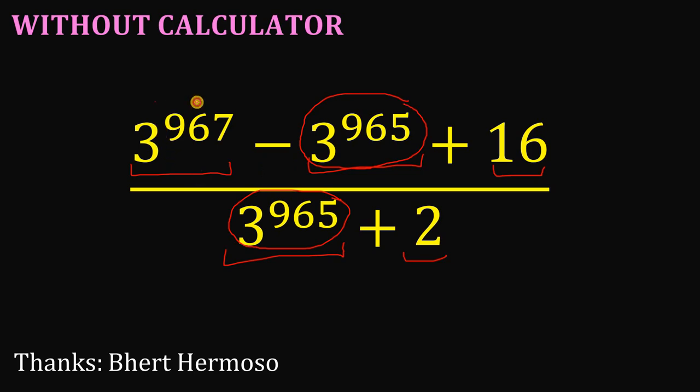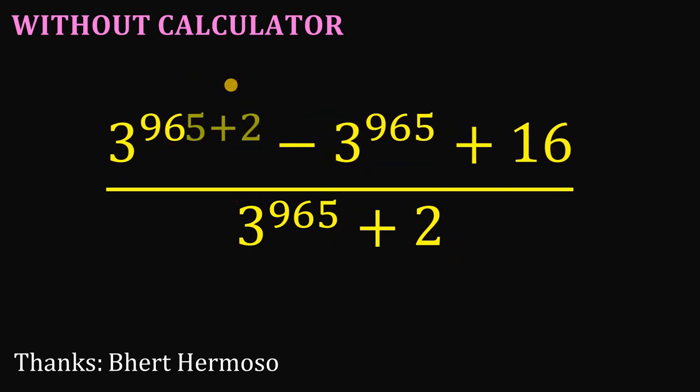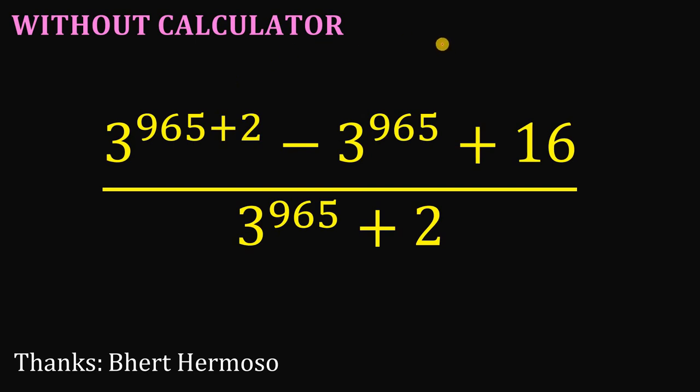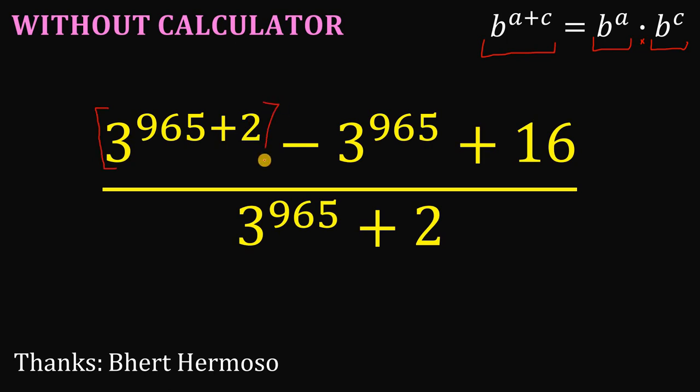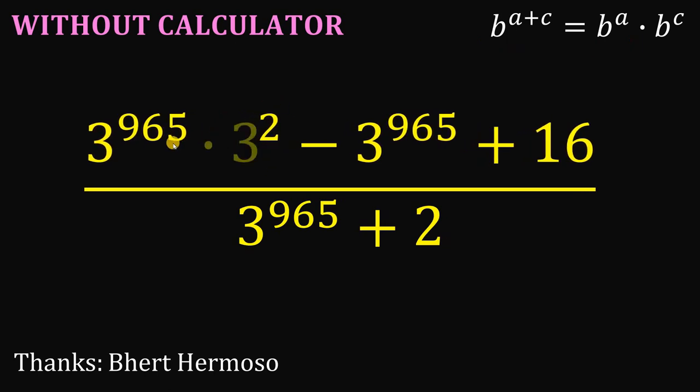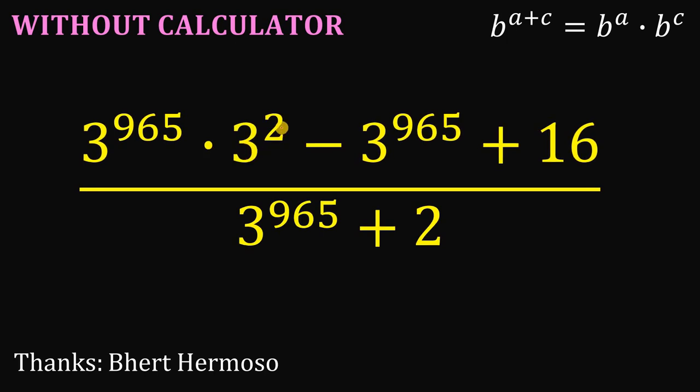So now, focus on this exponent 967. 967 can be written as 965 plus 2, so we can write this like this. Now, let's use some laws of exponents. Take note, when we have b raised to the power of a plus c, this can be written as b raised to the power of a multiplied by b raised to the power of c. So this expression can be written as 3 raised to the power of 965 times 3 raised to the power of 2.